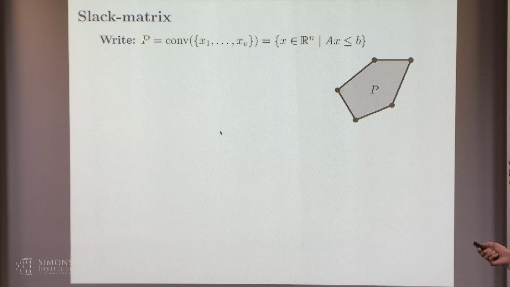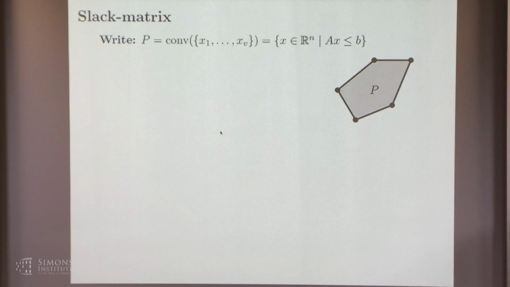So let's say you have some polytope P, and imagine you have it given in two different representations. On the one hand, I tell you all the inequalities describing that polytope, and on the other hand, I give you the vertices describing the polytope.